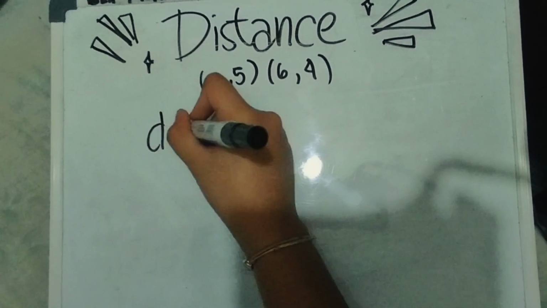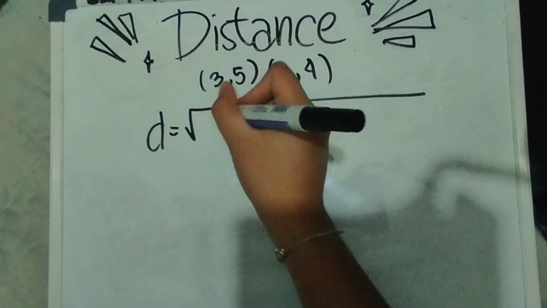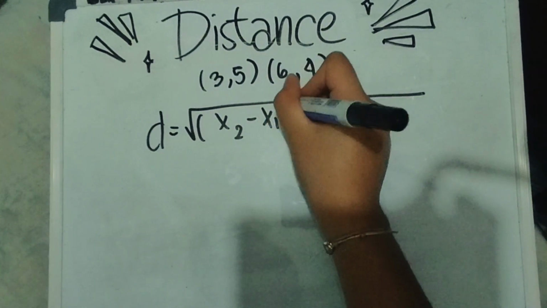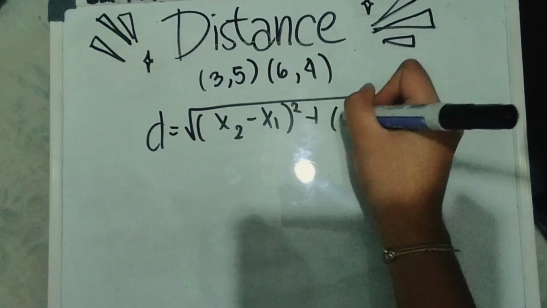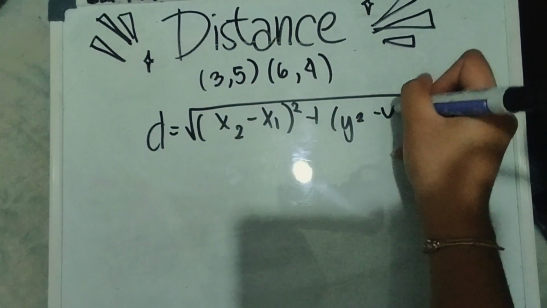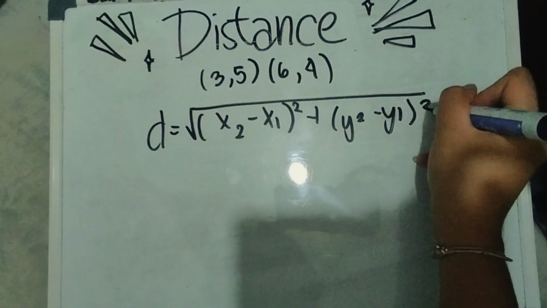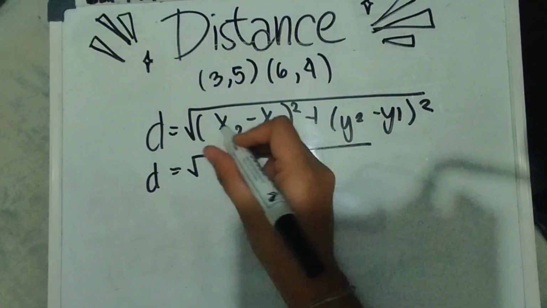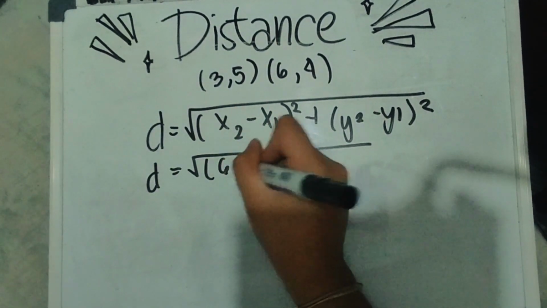First step is to identify the coordinates and the distance formula. The two given points are x1, y1, 3, 5 and x2, y2, 6, 4. Let's now use the distance formula. D is equal to the square root of x2 minus x1 squared plus y2 minus y1 squared.